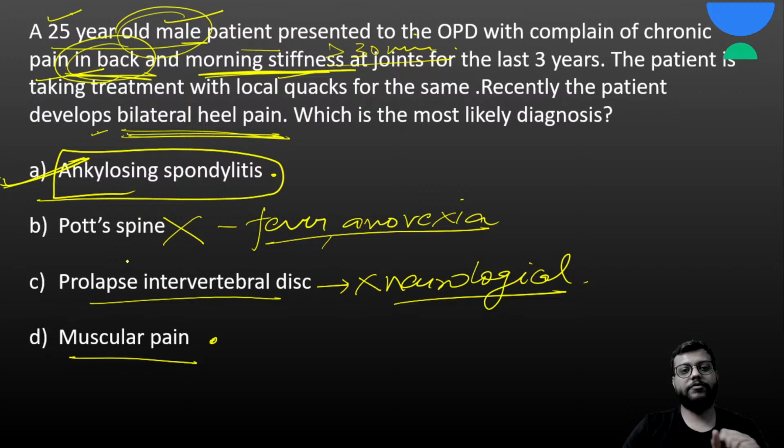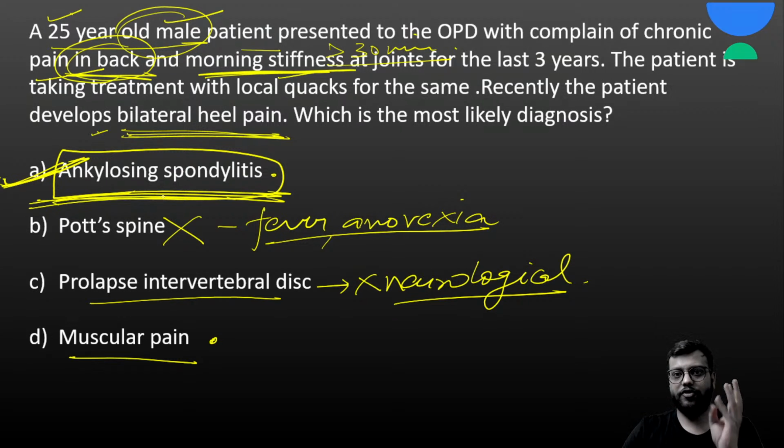Why not muscular pain? First of all, it is very vague. Muscular pain is generally due to excessive stretching or sudden excessive exercise, or with posture, with a history of long term sitting in front of the laptop or sitting on a chair, or a shopkeeper. So these are the histories which should be given for muscular pain, and also it is a very vague kind of option. So generally this will not be the answer. So the answer will be ankylosing spondylitis. Very important. I have told you that in arthritis three things are most important.